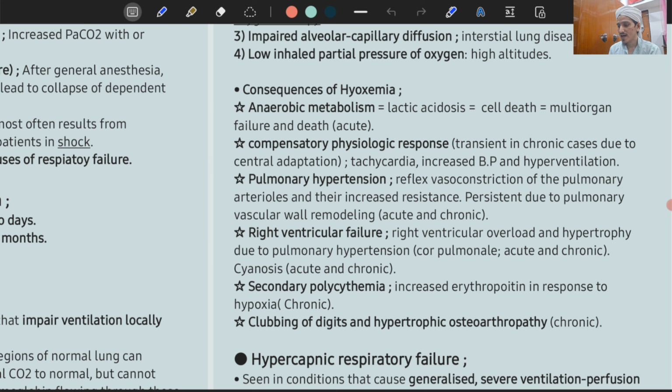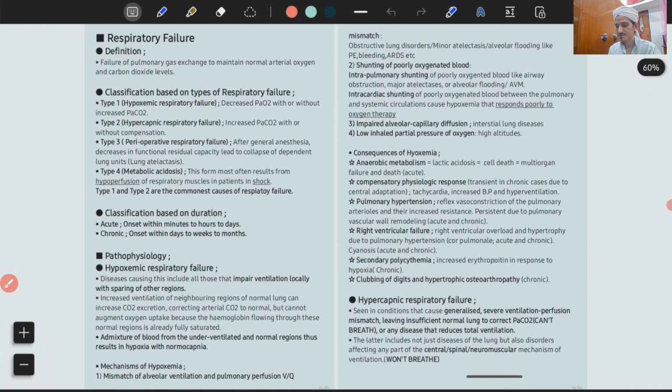Chronically, what will you have? You will have pulmonary hypertension. You will have right ventricular failure. You will have secondary polycythemia. You will have clubbing of digits and hypertrophic osteoarthropathy. So now I will just explain with a picture, by a diagram.